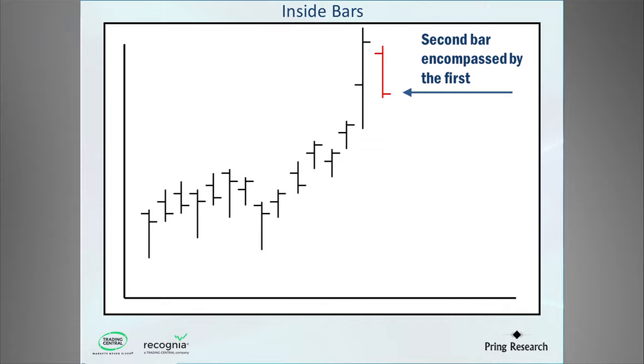By the same token, sellers have not yet taken over, since they're unable to push the price below the previous bar. In effect, the balance between the two parties is very close, as neither is in control. Such action is often a subtle indication that the prevailing trend is about to change.